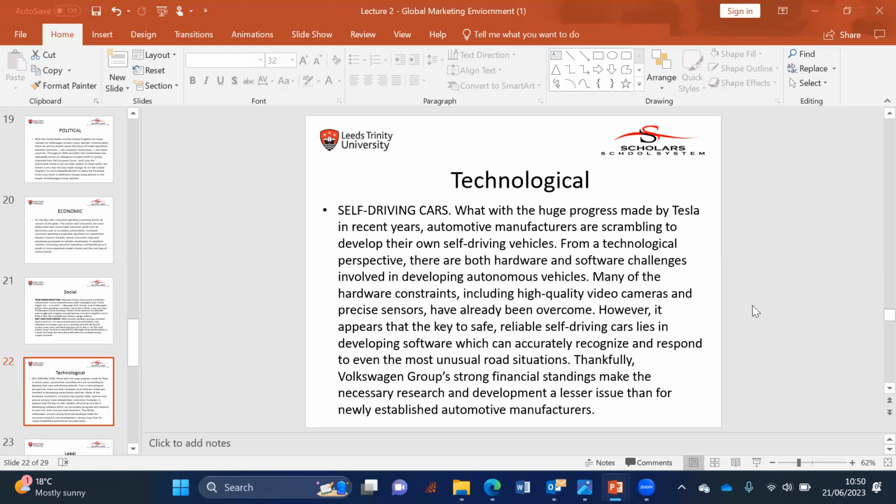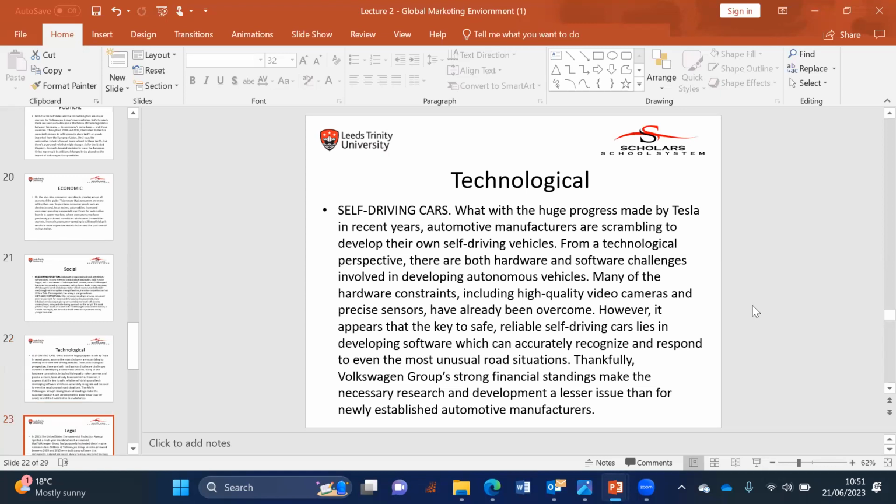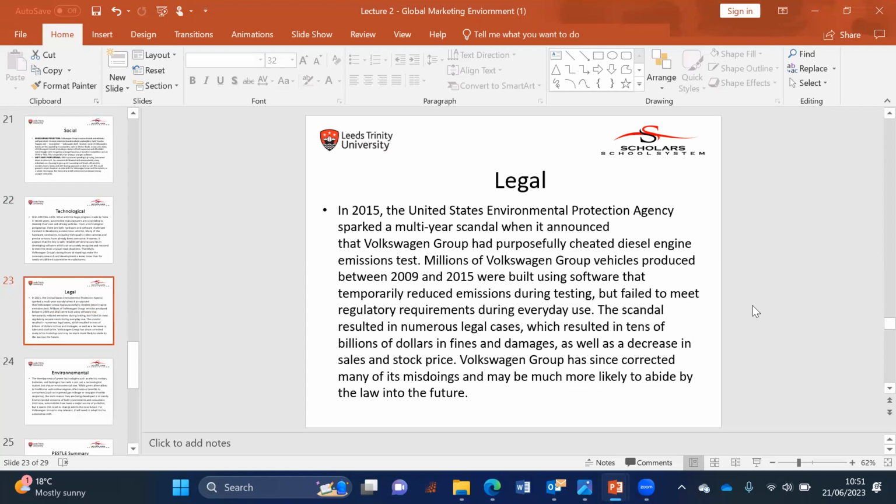We know Teslas you can put them on self-drive mode, I think, on the highway. But Volkswagen has not come up with such technology yet. So this is something that Volkswagen needs to keep in mind if they want to continue to succeed in the market. Legal issues. In around 2015, there was a scandal where they purposely cheated diesel engine emission tests, and it was called Dieselgate. Because of that, they faced a lot of legal repercussions. So this again is a negative impact on the company.